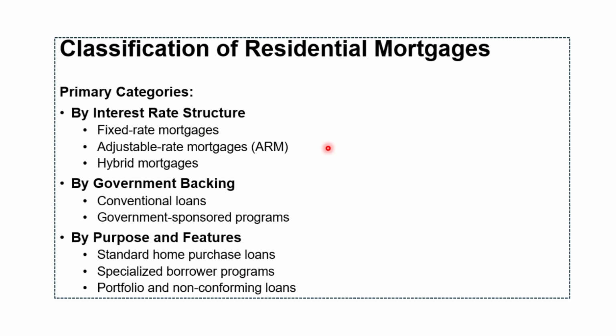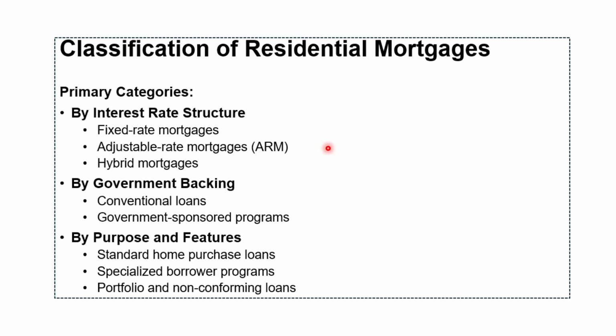Then we have government backing, which creates another important distinction: conventional loans that rely purely on lender underwriting versus government sponsored programs that provide subsidies or enhanced terms. Then the third classification considers purposes and features, ranging from standard home purchase loans to specialized programs for specific borrower categories like women, NRI or senior citizens.